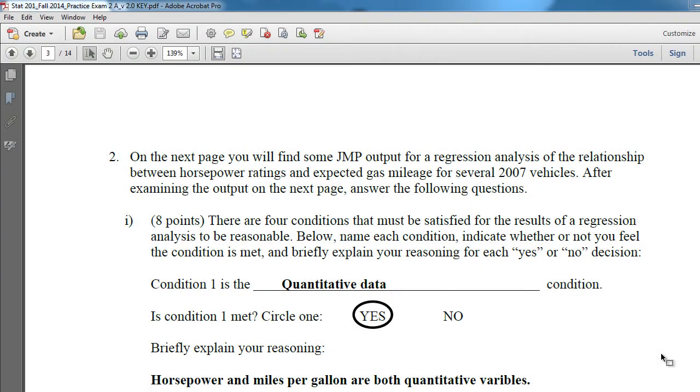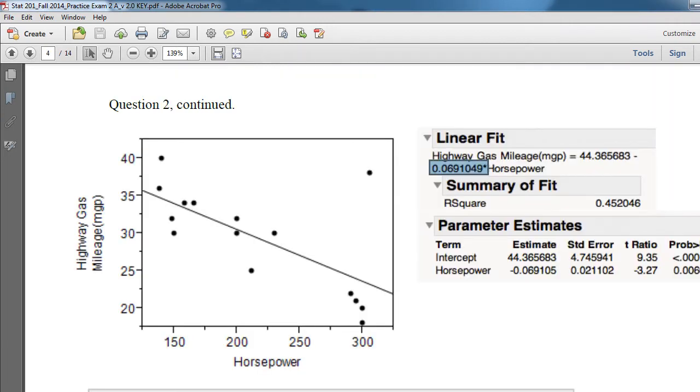The first thing we need to do on this problem is check the conditions. In my class you might remember QQ straight enough, no outliers, the plot doesn't thicken. We are doing regression, so let's scroll down to the graph to look at it.